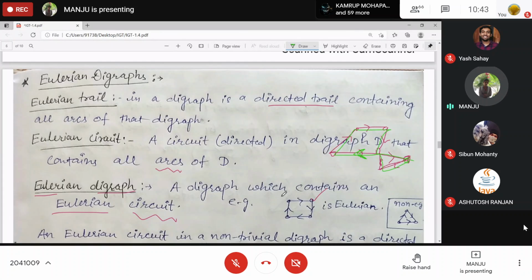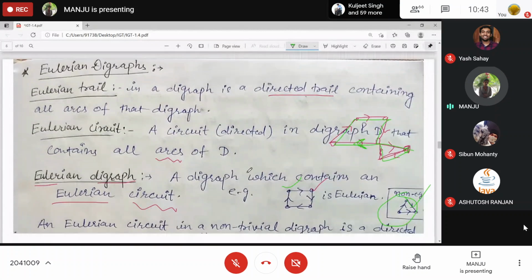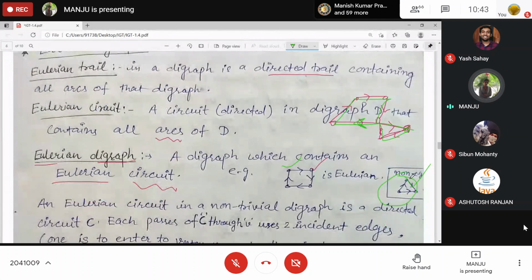For example, all the directed cycles Cn are Eulerian digraphs. And some known examples I already told you. This is one kind of this one only: two edges are in forward direction, one is in reverse direction. Okay.